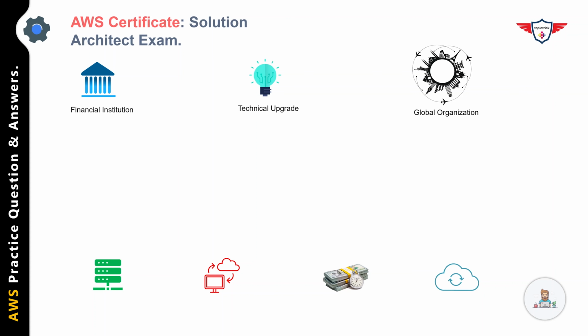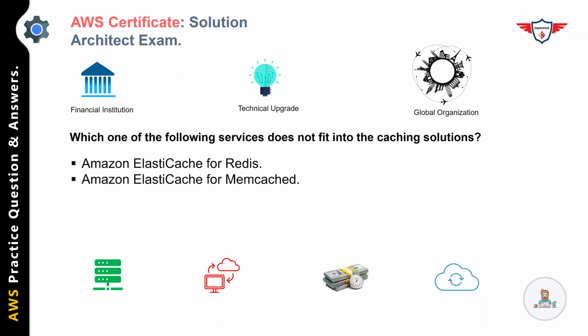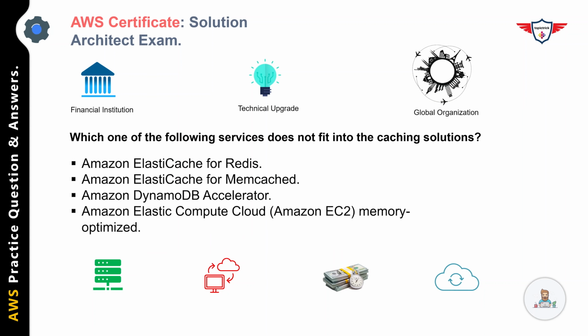A legacy financial institution is planning for a huge technical upgrade so that they can fulfill the aspiration of becoming a global company. The underlying infrastructure depends heavily on using a caching solution. Now the question is, which one of the following services does not fit into the caching solution? The options are Amazon ElastiCache for Redis, Amazon ElastiCache for Memcached, Amazon DynamoDB Accelerator, and the last one is Amazon EC2 Memory Optimized.